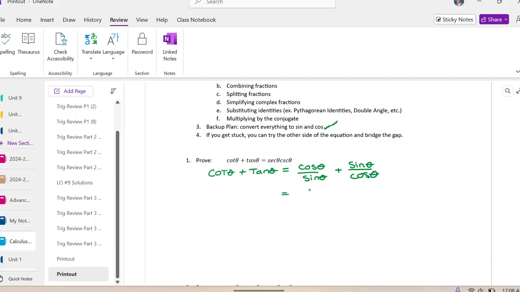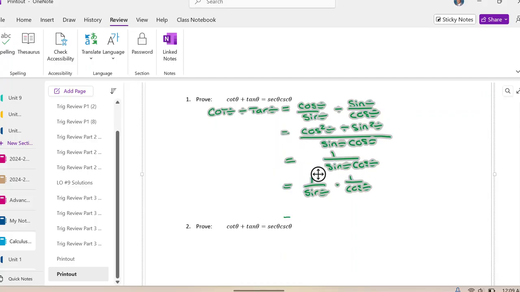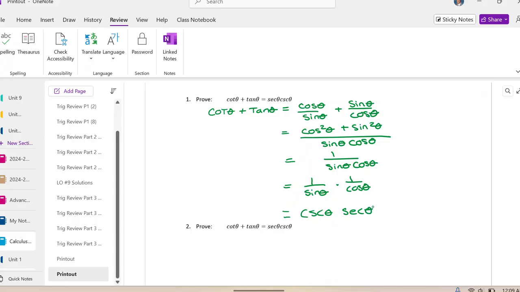Getting a common denominator would give you cosine squared plus sine squared over sine times cosine. Cosine squared plus sine squared is 1. And then remember, you can split up the fractions. So 1 over sine times 1 over cosine. And that is the same as cosecant times secant. And that is the same as what you are trying to get.